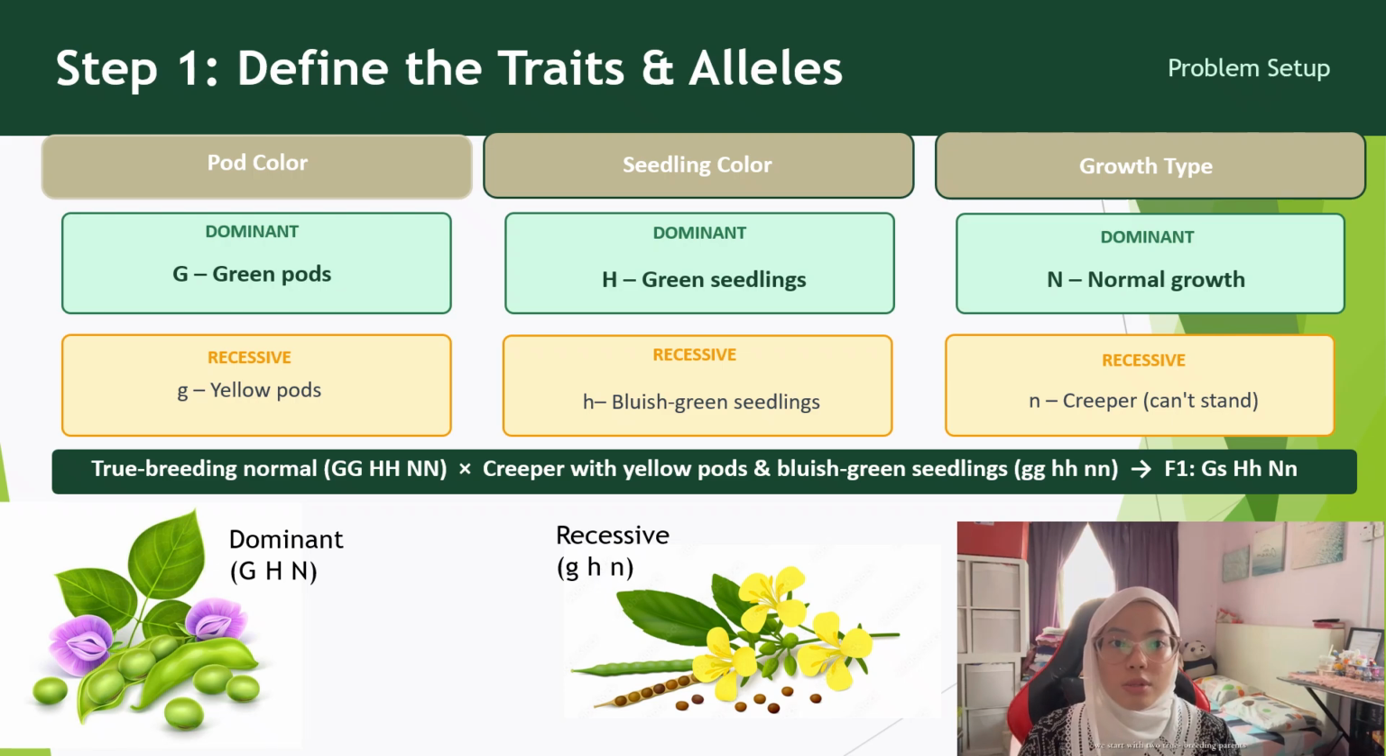We start with two true breeding parents. A normal plant with all dominant traits, GG, HH, and NN, is crossed with a creeper plant with all the recessive traits, gg, hh, and nn. This produces an F1 generation that is heterozygous for all three genes, Gg, Hh, and Nn. And importantly, because the dominant alleles all come from the same parent, they are on the same chromosome, in what we call coupling or cis configuration.